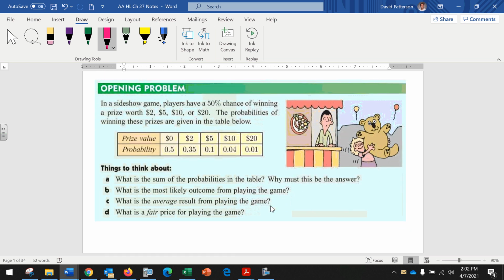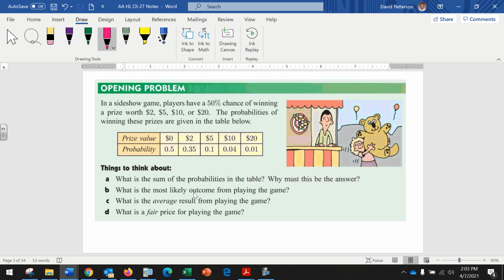So let's take a look at the opening problem here. In this particular case, we are throwing, looks like darts or something like that, at a little bullseye, and we're trying to win some prizes, like a carnival game, right? And there's different prizes we can win with associated probabilities underneath it. So there's a couple questions we want to think about here. What's the sum of all the probabilities? Well, if these are all the possible values, then the sum of the probabilities should be 1, because that accounts for all possible outcomes.